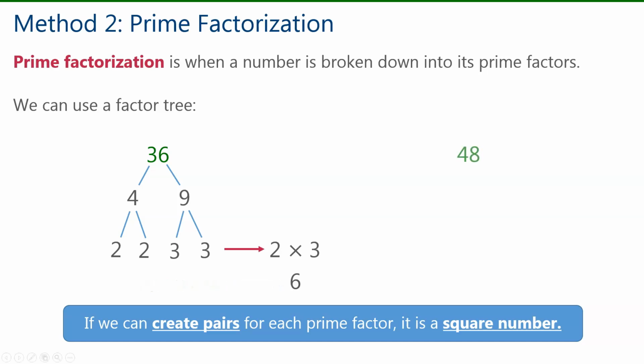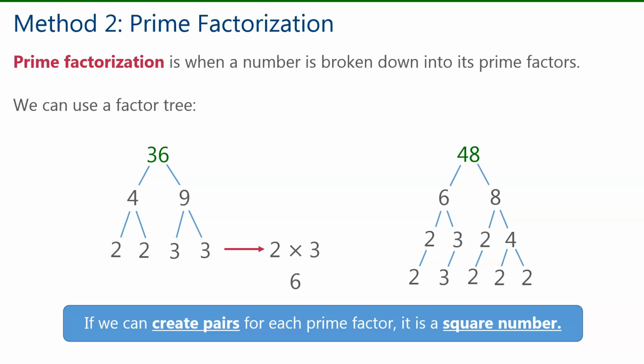Let's look at another example. If we consider 48, we can break 48 down into 6 times 8. 6 can be broken down further into 2 times 3. 8 can break down into 2 times 4. And 2 can't be broken down any further. 3 can't be broken down any further. This 2 here can't be broken down. But 4 can be split into 2 times 2. So now all the numbers are broken down into prime factors.